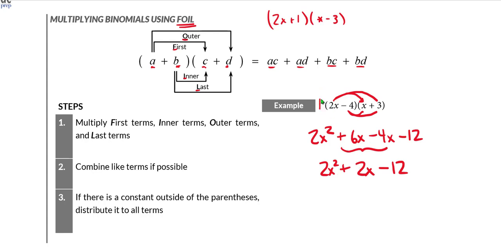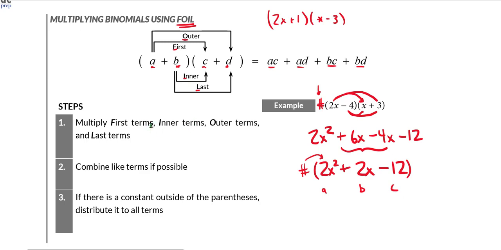Do recall that if you have a number outside of your parentheses, you would have to distribute that number through, or you may have to, I should say. You may have to distribute that number through to all of your terms in order to find out what your A, your B, and your C are.